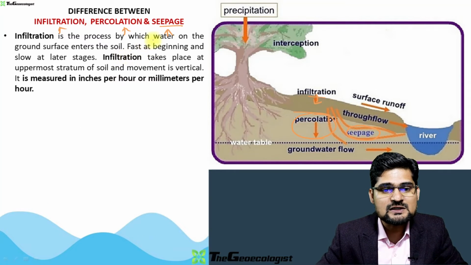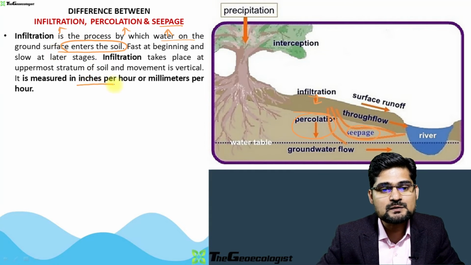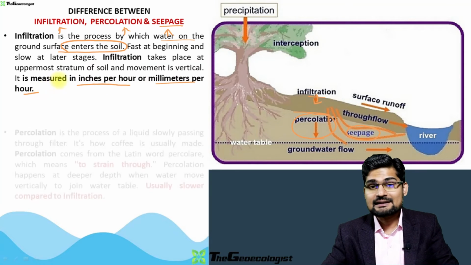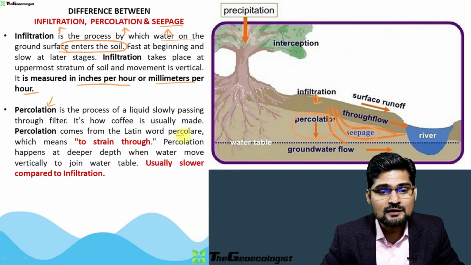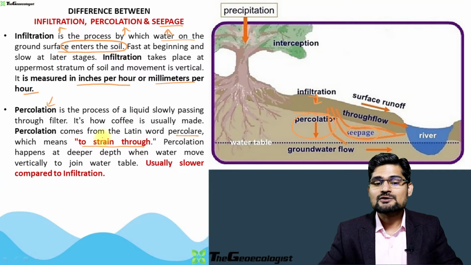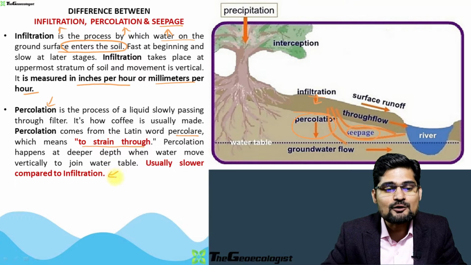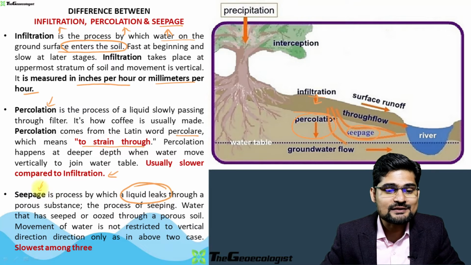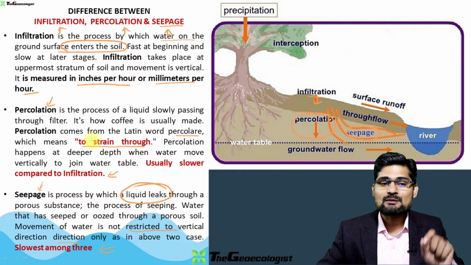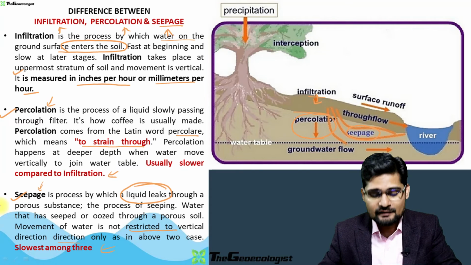So infiltration is the process by which water on the ground surface enters the soil, right? Simply entering. It is measured in inches per hour or millimeters per hour. Then you have percolation. Percolation is a phenomenon, a process. The Latin word percolare basically means to strain through. So there has to be a medium in between and water is straining through. Usually it is slower. Then there is seepage, where liquid is leaking. Leaks are related to seepage, where the movement of water is not restricted to the vertical direction. So it is the slowest. So remember infiltration, percolation and seepage as three distinct words in hydrology.